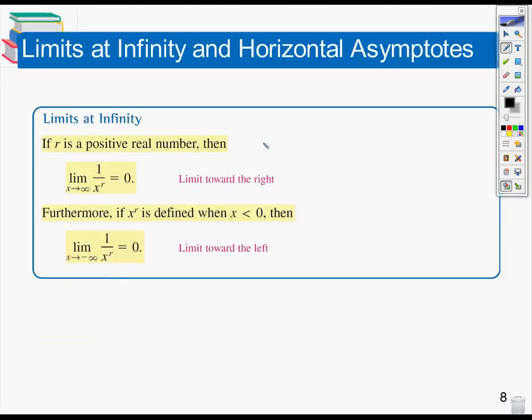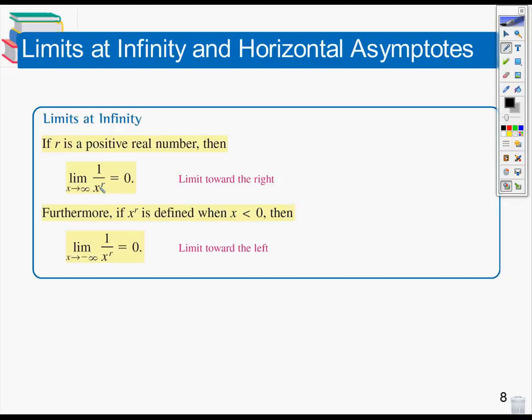Now we have a couple of new, almost intuitive rules, but just things to bring up just in case. If we have a function with an exponent r in the denominator, and that r value is positive, we essentially have 1 over an increasingly large number, because x is approaching infinity.